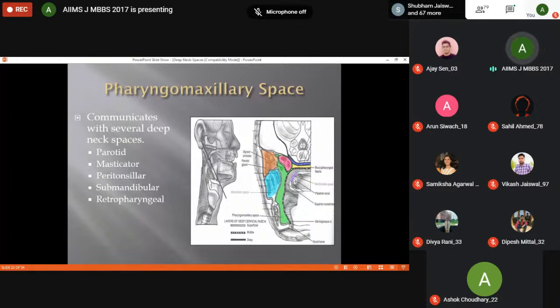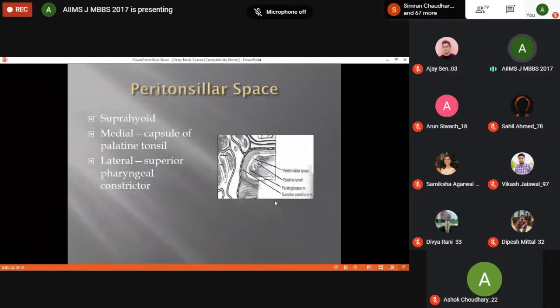Posteriorly, the parapharyngeal space is communicated with the retropharyngeal space. Then there is a peritonsillar space. There is an infection called quinsy, which is present in this area. You can see between this tonsil, lateral to the tonsil, there is a superior constrictor muscle. The space in between both of these is known as the peritonsillar space. Infection of this space can lead to the condition known as quinsy.